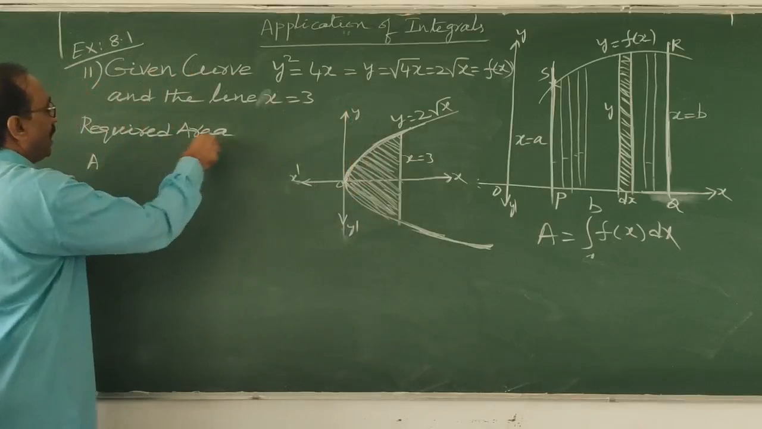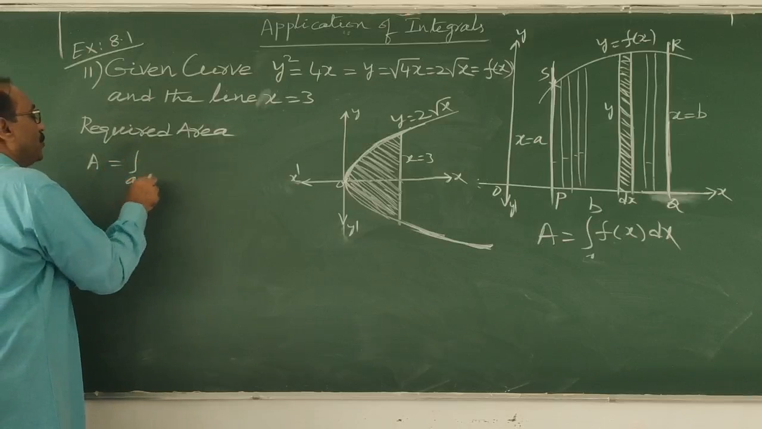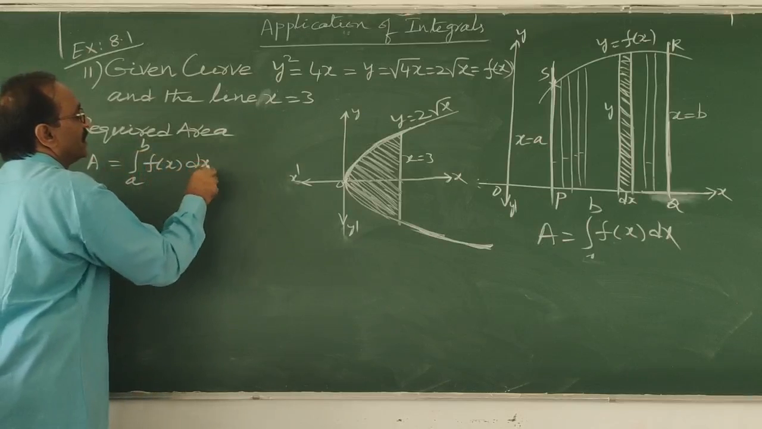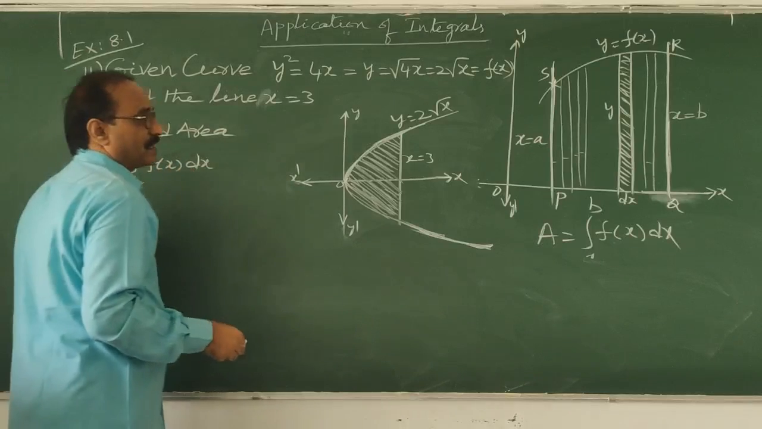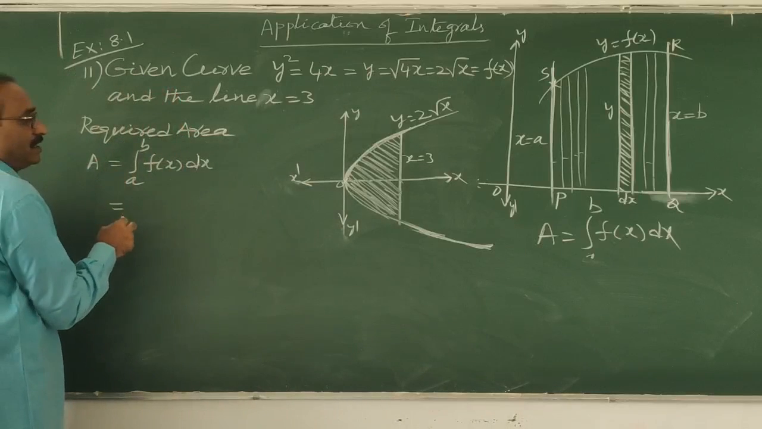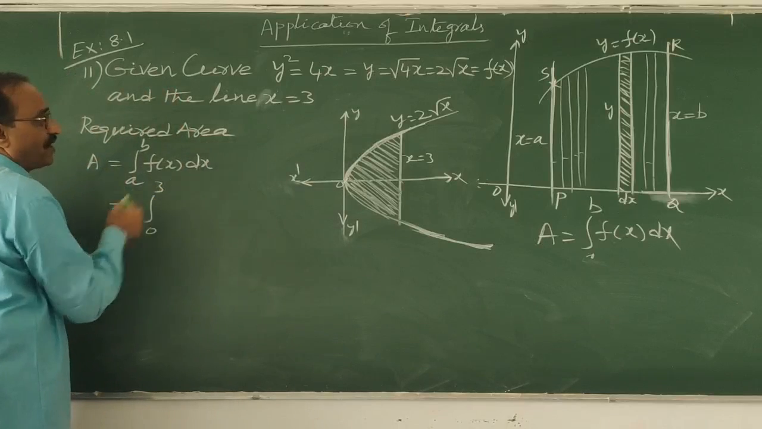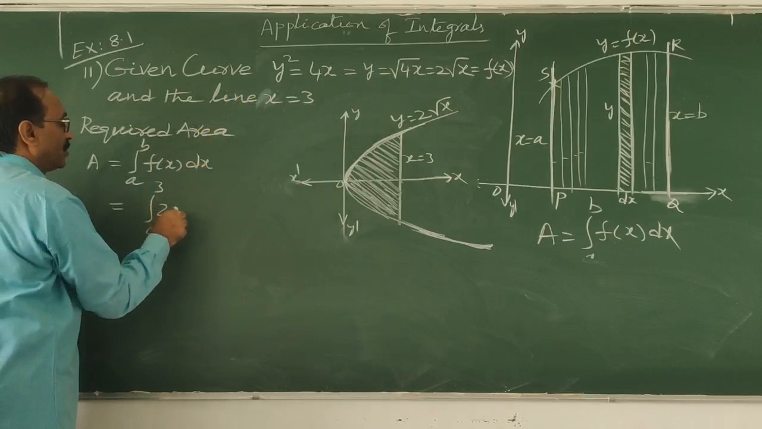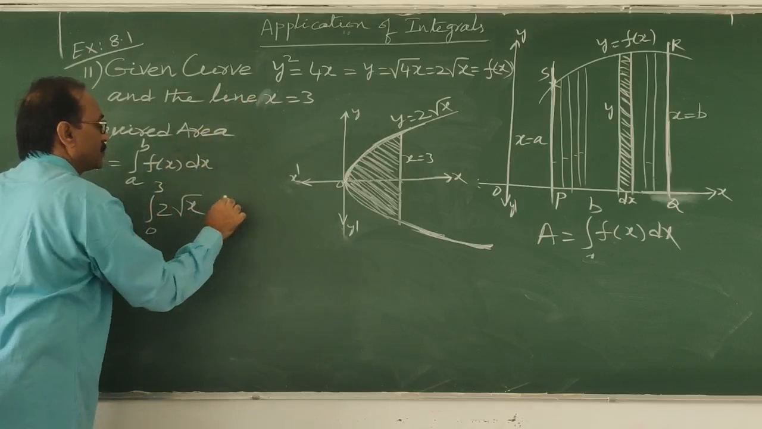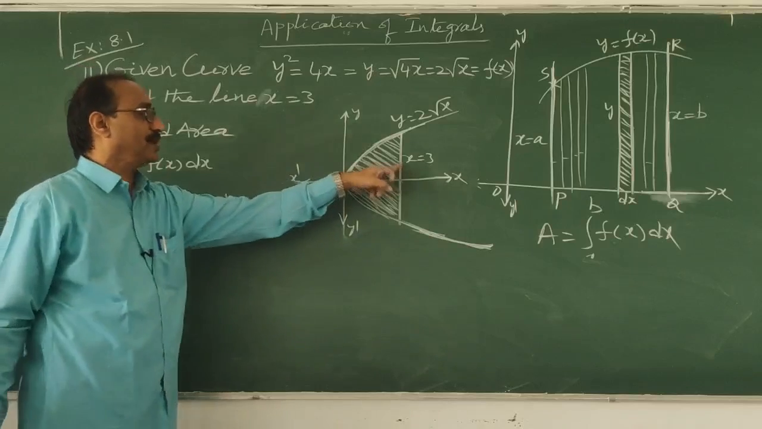So the required area A is equal to integral A to B f of x dx, because it is a vertical strip only. f of x dx. Correct? What is A here? A is 0. What is B? 3. What is f of x? 2 root x. You write 2 root x into dx. So this is the problem given, from 0 to 3.